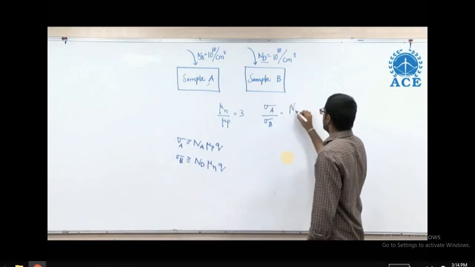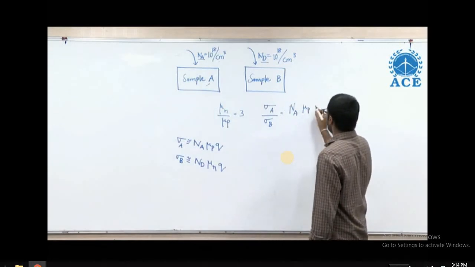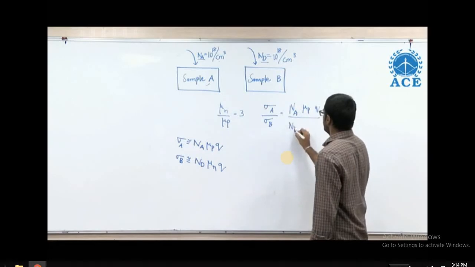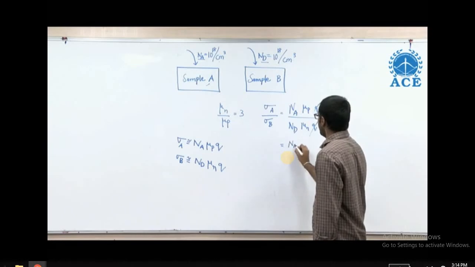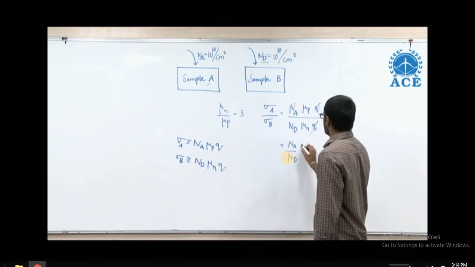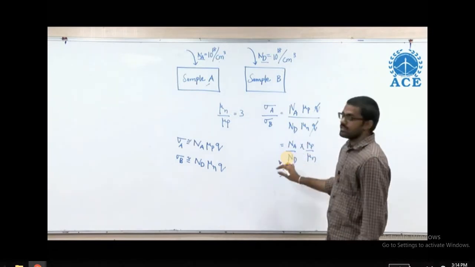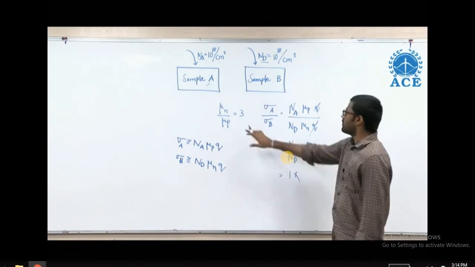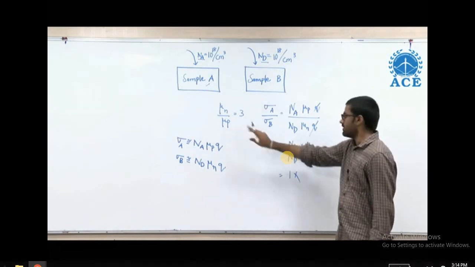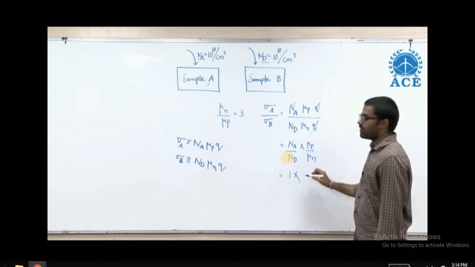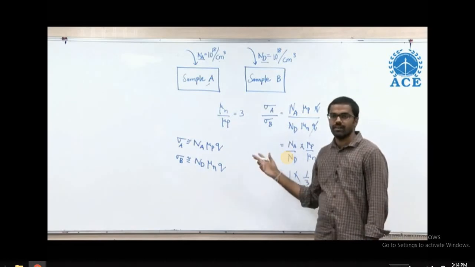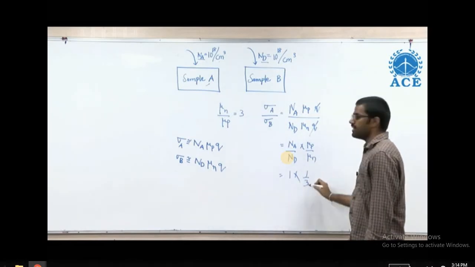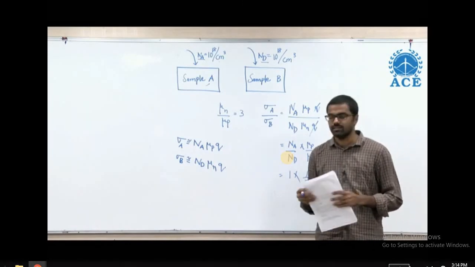They have asked us to find conductivity of A to conductivity of B. We can write Na mu p into Q by Nd mu n into Q, which is nothing but Na to Nd into mu p by mu n. Na and Nd are same, so those ratio will be 1. And they have provided electron to hole mobility as 3, but here hole to electron mobility is 1 by 3. So required answer, that is conductivity of sample A to conductivity of sample B, is 1 by 3. So it's option B.